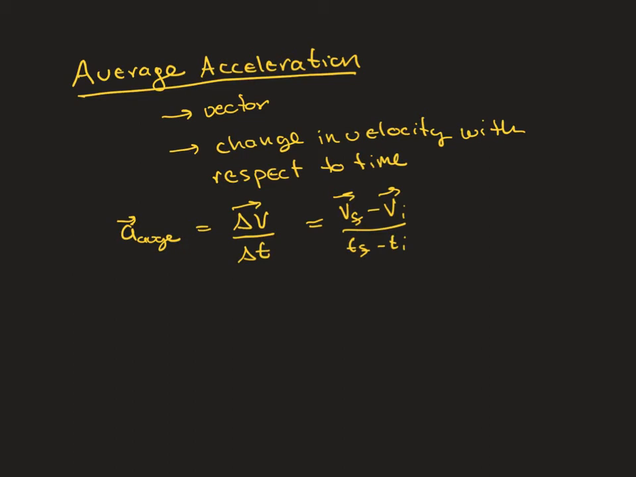Now keep in mind, final and initial is not the same as average. Final and initial are at specific points in the motion. They are not the average motion. Our units in this case are going to be velocity units, which were meters per second, divided by a second. And this reduces to meters per second squared.